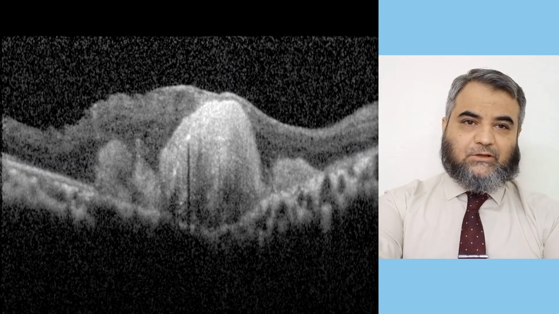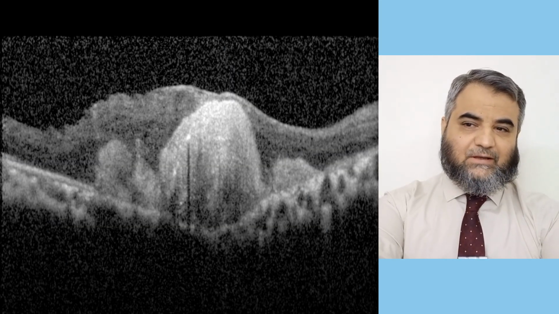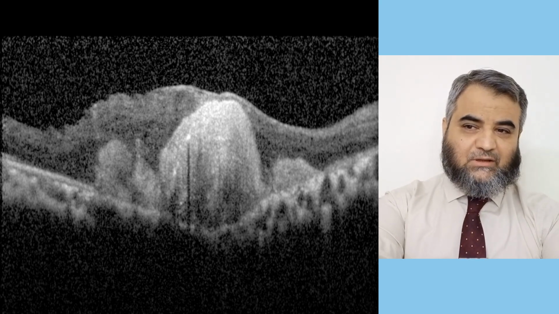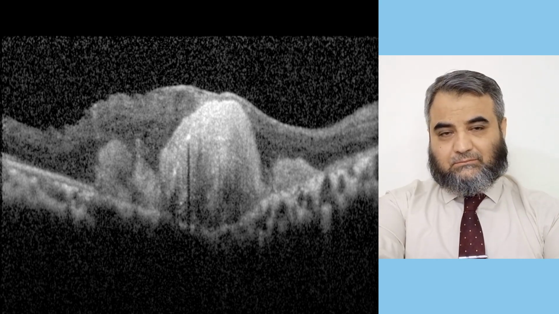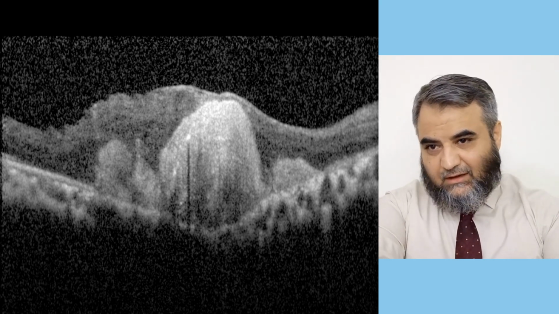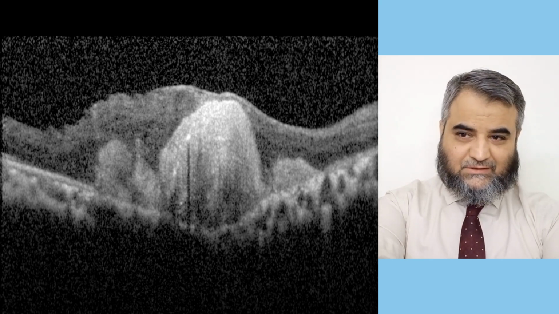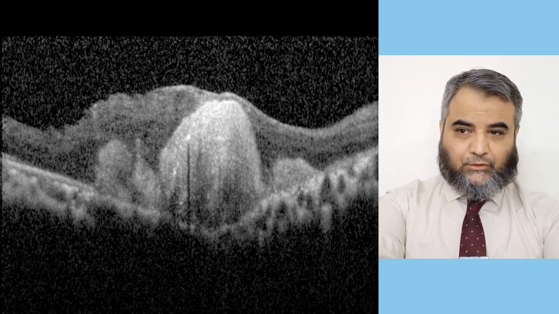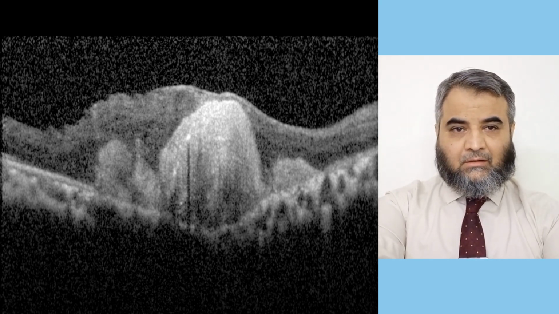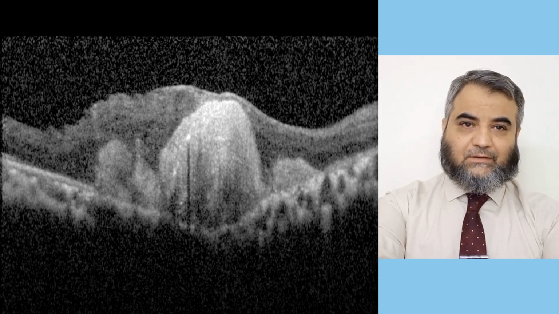This is the OCT macula, magnified image, as shown in the photograph. Under the retina, there is subretinal extensive scarring, all the retinal layers have been distorted, and an elevated scar is being shown in this OCT macula of the right eye.